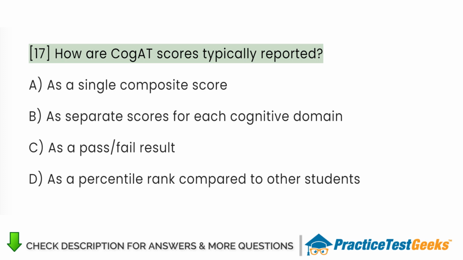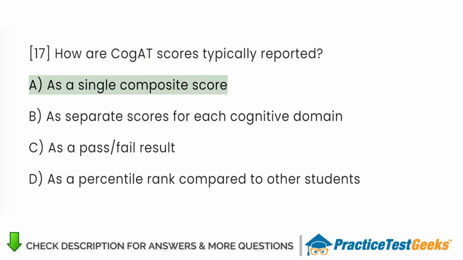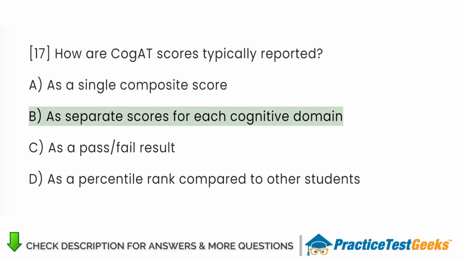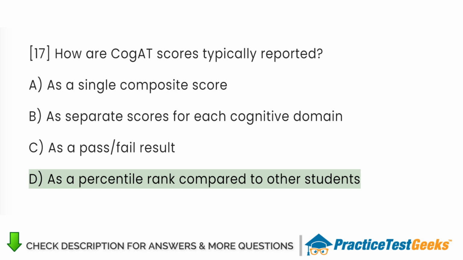How are CogAT scores typically reported? A. As a single composite score. B. As separate scores for each cognitive domain. C. As a pass-fail result. D. As a percentile rank compared to other students.